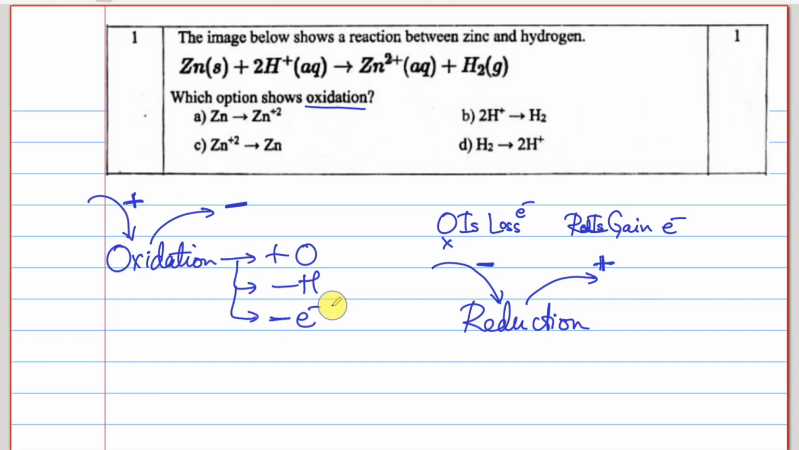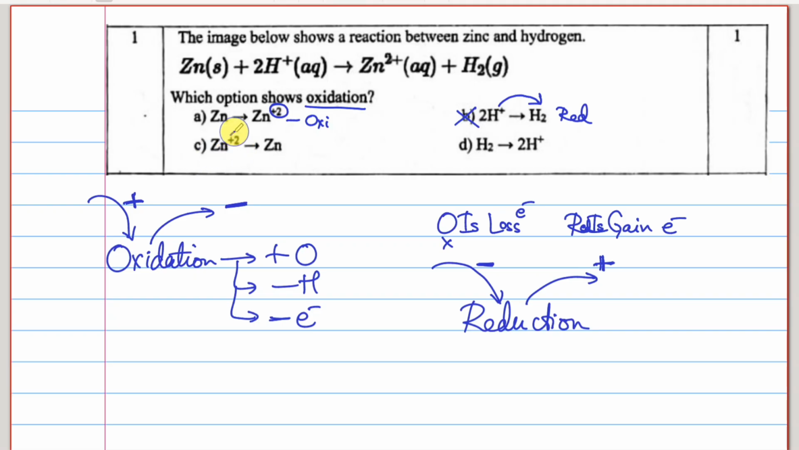So let us look at what changes are happening. So if we gain positivity, it means we are getting oxidized. So when we look at option A, Zn is being converted to Zn plus 2. So neutral Zn is gaining positivity, right? Zn is gaining positivity. So this means this is oxidation. In option B, 2 H plus ions, this positivity is being lost. H plus ions are getting converted to neutral H2 molecules. So they are losing positivity. So this must be reduction. So this cannot be our answer.